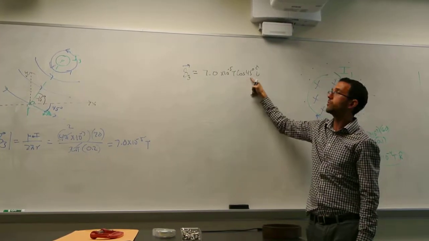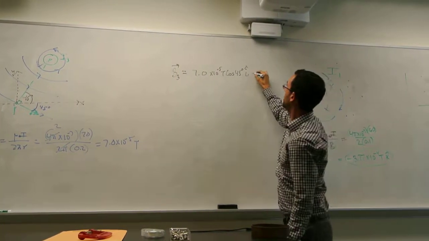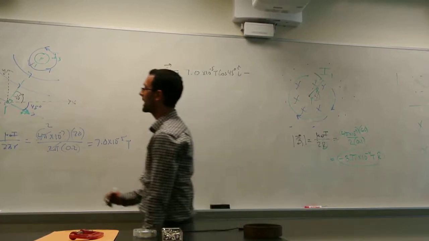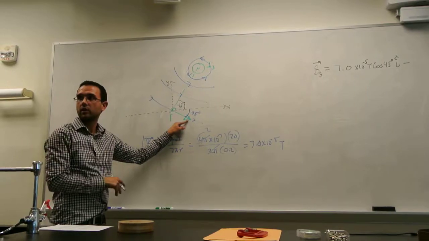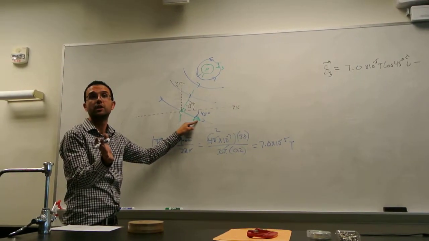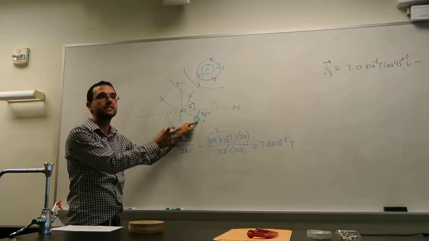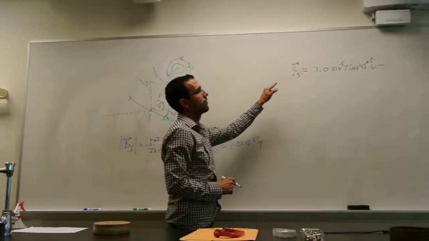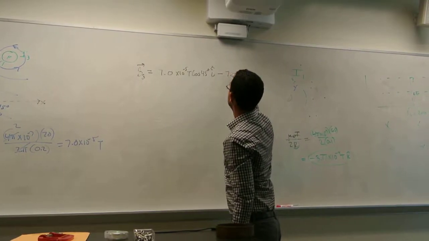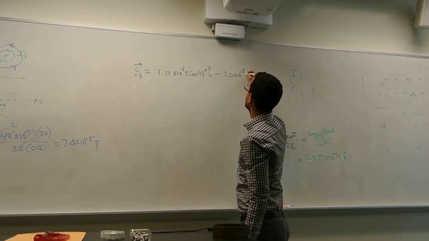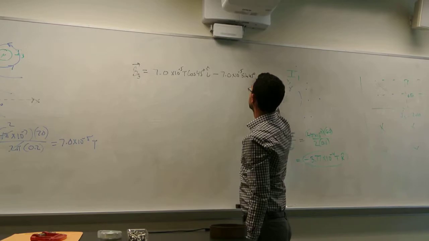Does everybody agree that this would be for the x component? Minus. Why would the y component be minus? Does everybody agree the y component is down? In other words, this vector is in the fourth quadrant. In the fourth quadrant, x is positive and y is negative. Therefore, the y component should be negative. So minus the magnitude, 7.0 times 10 to the minus 5 times sine of 45 degrees in the j direction.